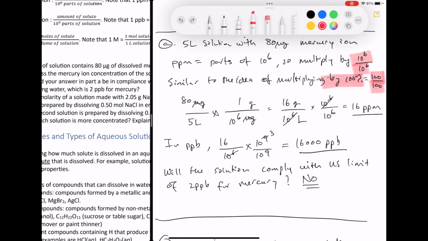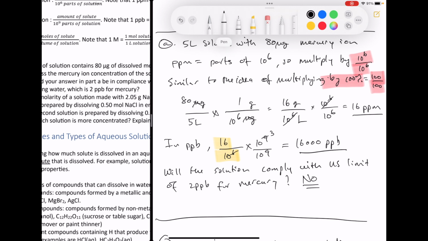Now, if you want to convert this to ppb, or parts per billion, all you need to do is just take that 16 ppm, which again means 16 out of a million, and then multiply it by 10 to the 9th, which is a billion, over a billion. Now 10 to the 6 and 10 to the 9 will cancel out so that you're left with 10 to the 3rd at the top, which is 1,000. So then 16 times 1,000 is 16,000 out of a billion, so 16,000 parts per billion.